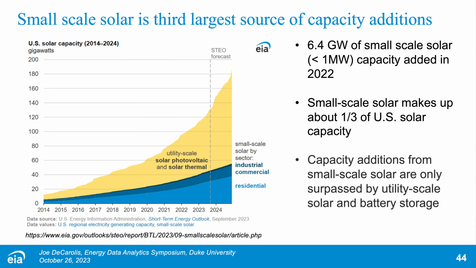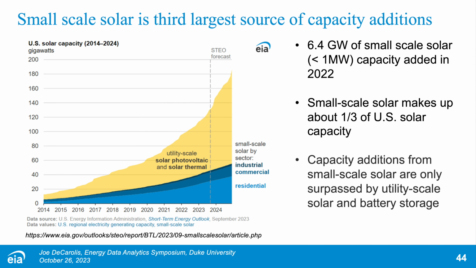So in 2022, the United States added 6.4 gigawatts of small-scale solar, and we define small-scale solar as less than one megawatt installation, right? So a lot of this is rooftop, commercial buildings, residential buildings. That small-scale solar makes up about a third of the total US solar capacity that's currently being installed.